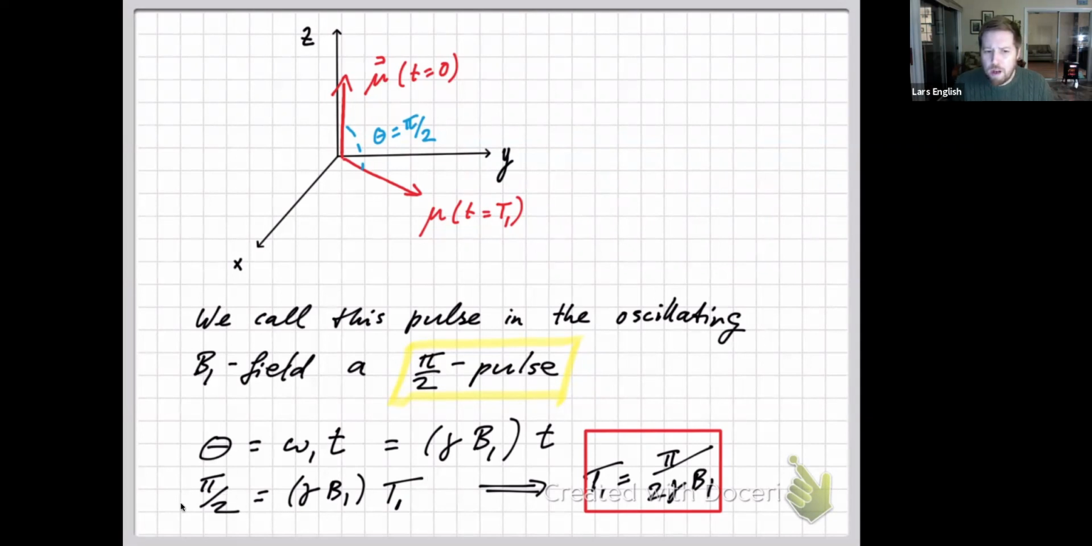Okay, so I think you can follow this, right? The angle is equal to omega times T. We know that omega itself is gamma times B1 in this case, because it's B1 that rotates it into the XY plane. And then if I want a theta of pi over 2, well, I have to wait a time capital T1, which is equal to pi over 2 times gamma times B1. All right. So the pi over 2 pulse duration does depend inversely on the strength of the B1 field.